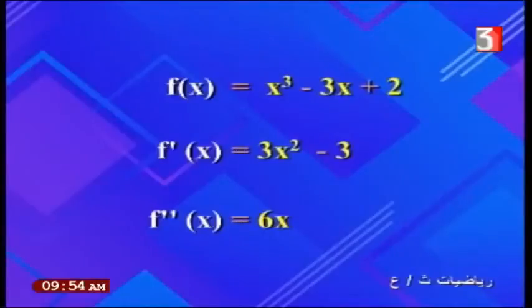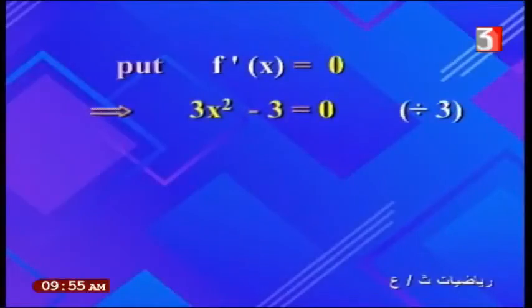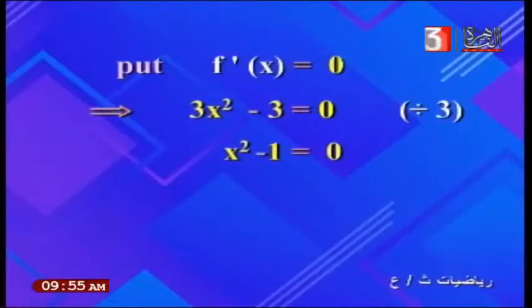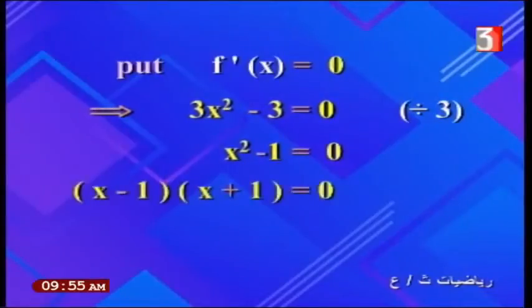To sketch the curve of this function, we first find the increasing and decreasing intervals. Then put f'(x) equals 0. The first derivative, 3x^2 minus 3 equals 0, divide by 3. Then x^2 minus 1 equals 0. This expression is a difference between two squares. Two brackets, the first bracket (x - 1) multiplied by the second bracket (x + 1) equals 0. Then x equals 1 or x equals negative 1.